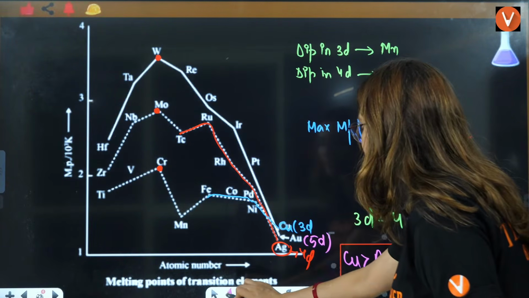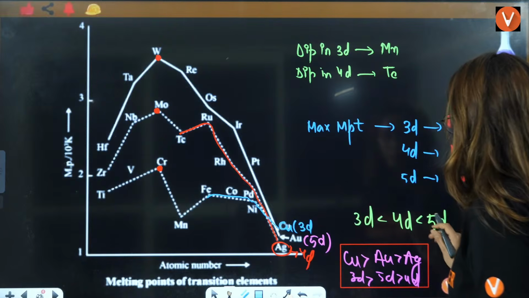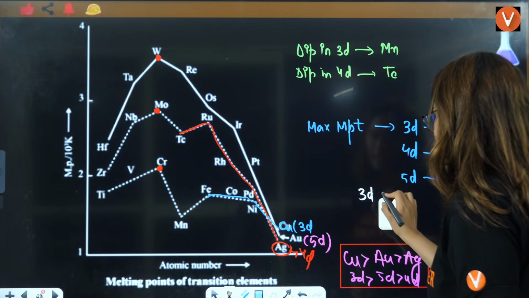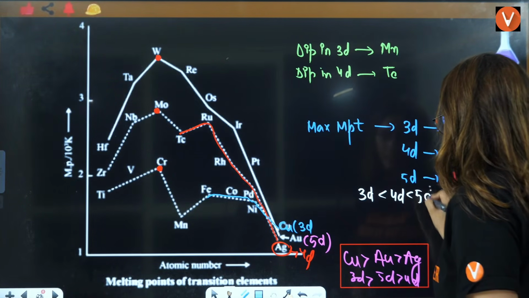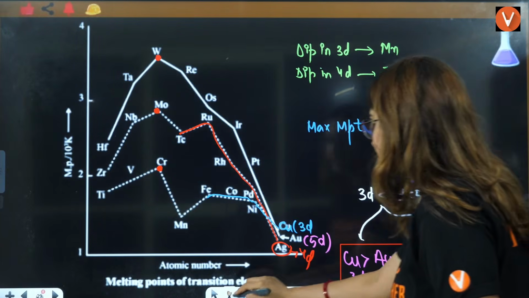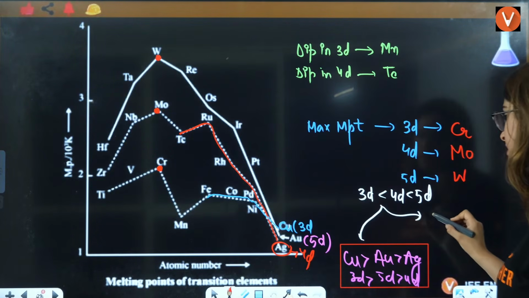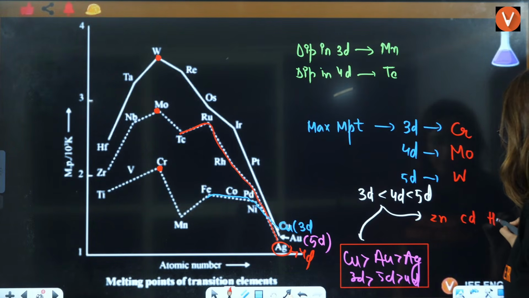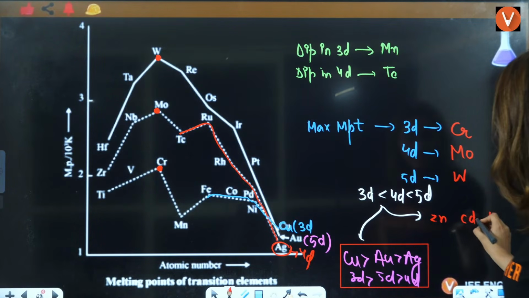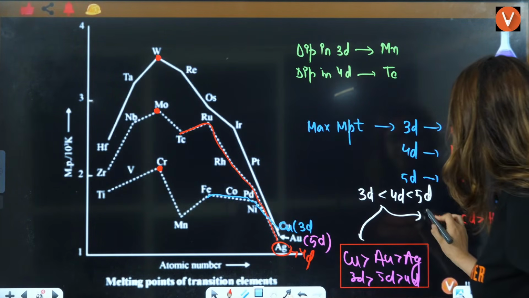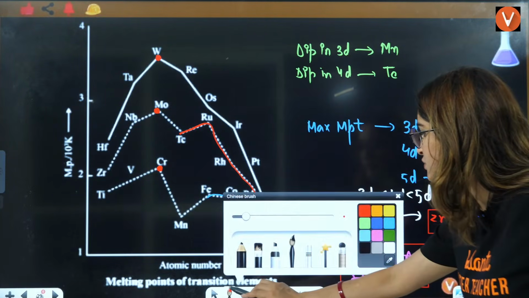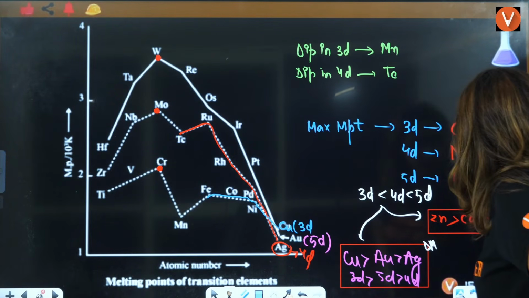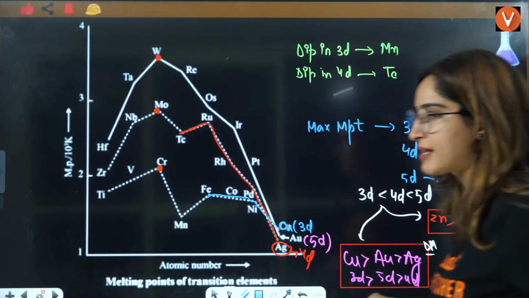Students, are you able to understand? This is the exception. Another exception for this one is, 3D has to be less, then 4D, then 5D. But this is the first exception and this is the second exception. The second exception is zinc, cadmium and mercury, where mercury is supposed to have the maximum but it is having the minimum. Okay? That is the second exception here. And whenever I write an exception, I'll write DM here. Okay? Diksha ma'am. Okay, DM means exception.